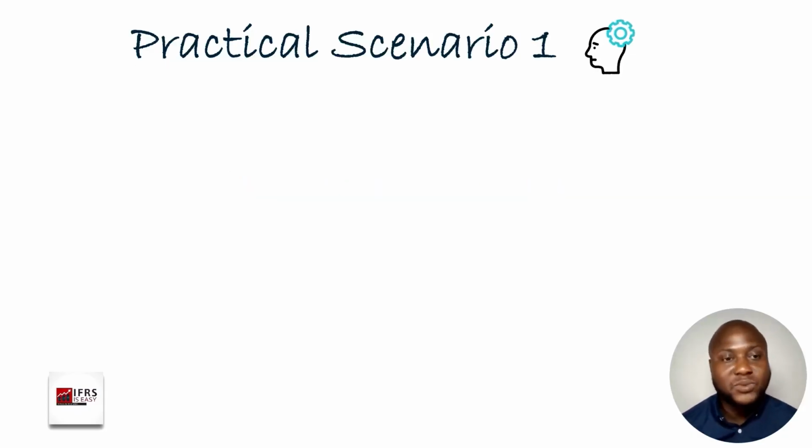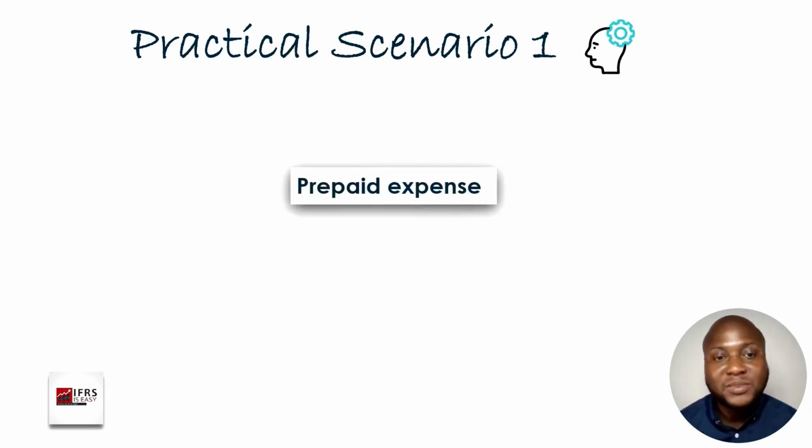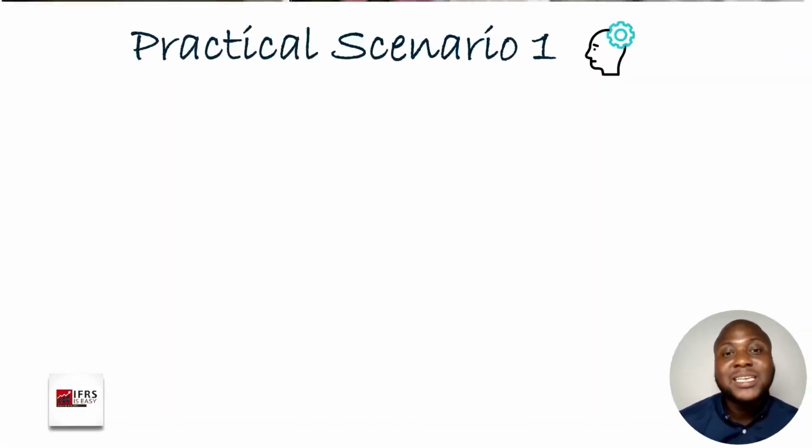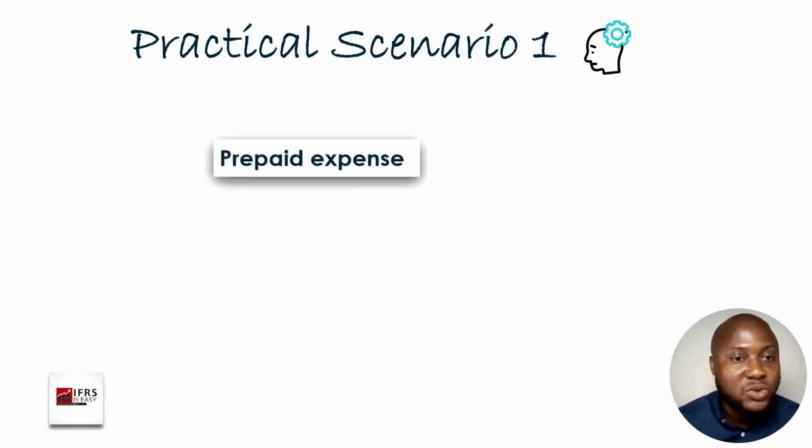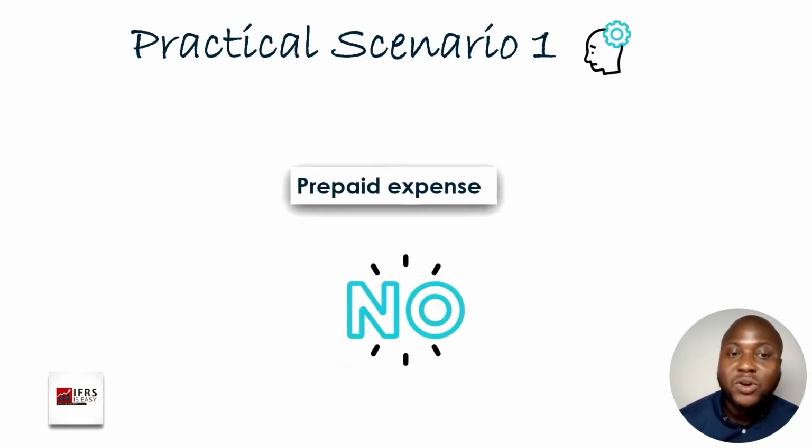Okay, so let's move to the next one. The next one talks about prepaid expense. A prepaid expense simply means that you've paid in advance for something. So, for example, if you rent a place and you pay the landlord for the rent in advance, say you pay 2 years in advance, what you expect to receive as a result of that payment is not cash. What you're expecting to receive is the usage of the rental space. And so prepaid expenses are not financial assets. So the answer is no, because what you're expecting to receive is not cash. Okay, so let's move on to the next one.